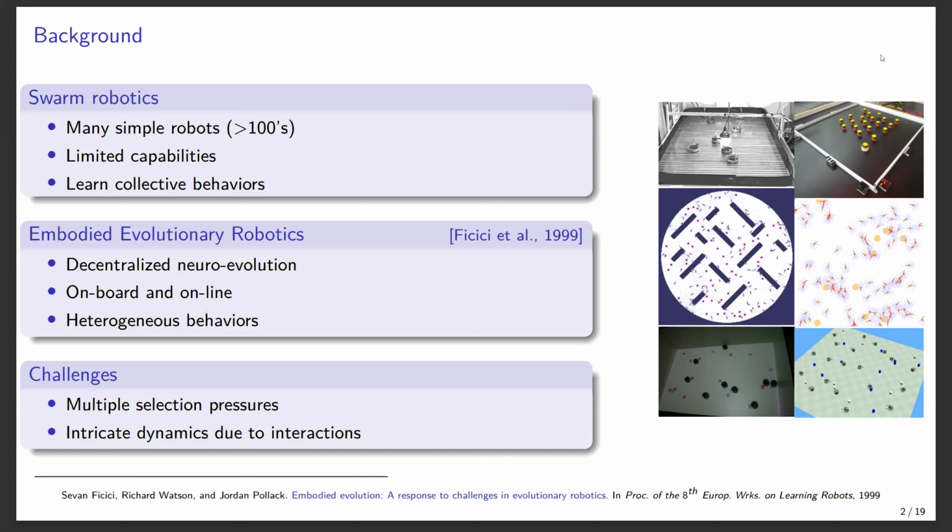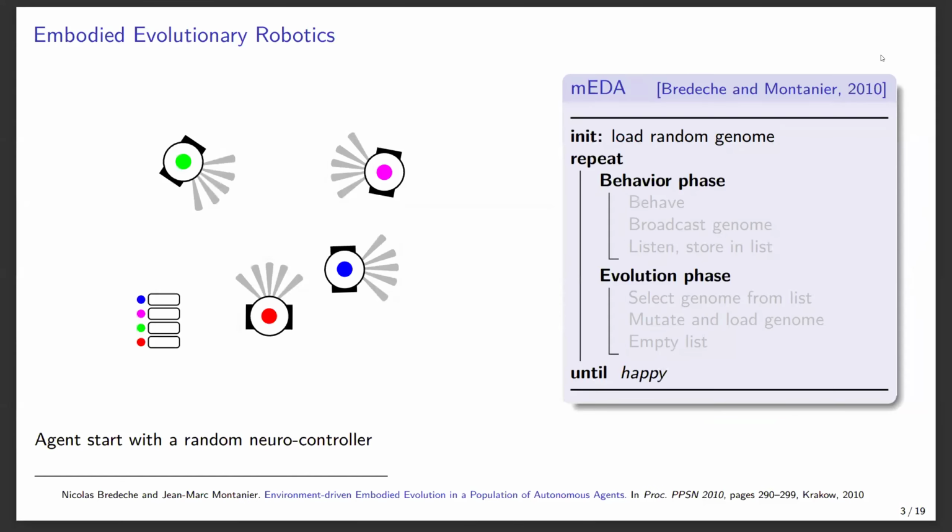However, it has many challenges, and some of them are due to the dynamics of the systems, where agents interact with other agents and with their environment. So this induces a lot of complex dynamics. To start, I'm just going to review these algorithms a little bit. They're simple algorithms. As I said, the evolution is embedded inside the agents, so every agent executes an algorithm like that.